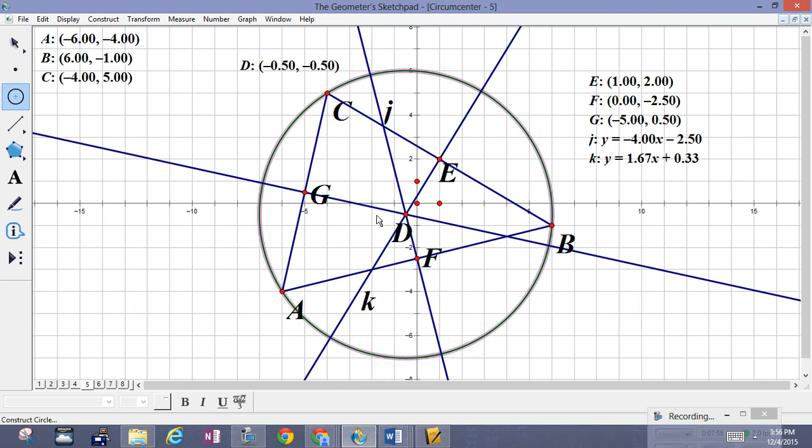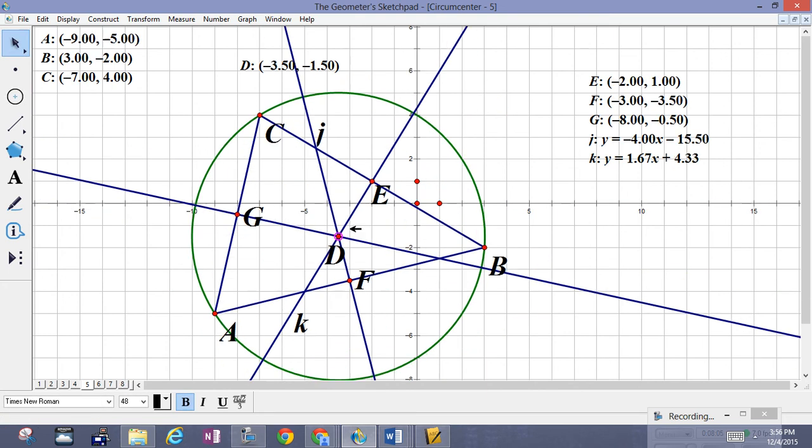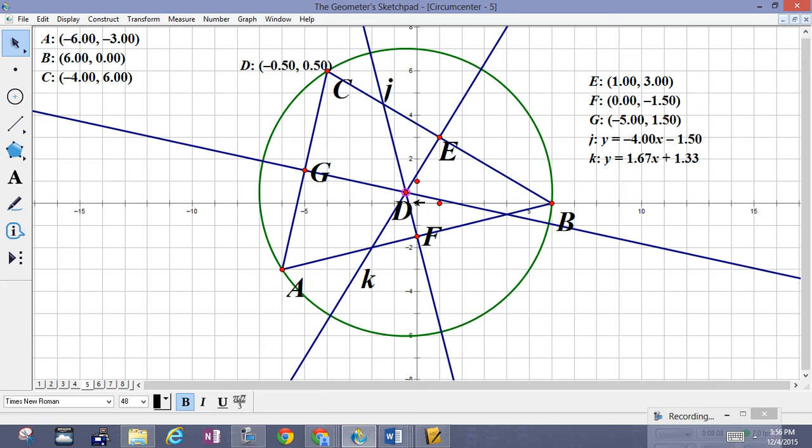The theorem tells us that the center here, the point D, the circumcenter, is equidistant. That means the distance from D to A is the same as the distance from D to C, same as the distance from D to B, which allows me to use that as the center of the circumscribed circle. So there you have it again.